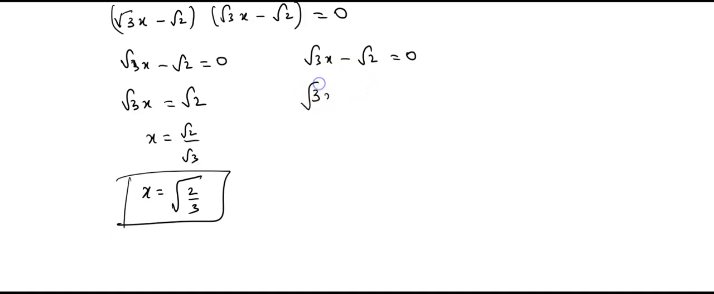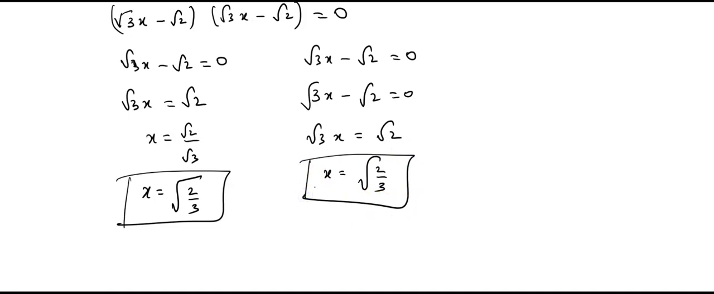Same way even here, root 3x minus root 2 is equal to 0. Root 3x is equal to root 2. X is equal to whole root of 2 by 3. So we have got the same roots. Is this clear? So both the roots are equal. Hence the roots of the given equation are root of 2 by 3, root of 2 by 3. I hope you all have understood this case and how to solve the problem.